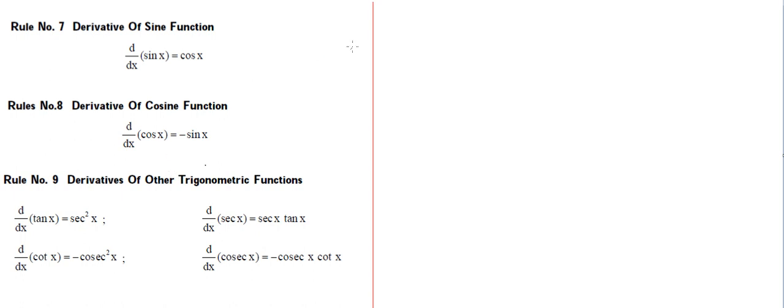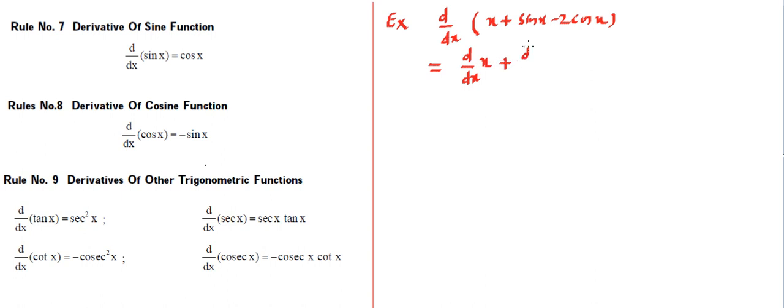So here I can take an example to illustrate these things. Let's say somebody asks us to find d upon dx of x plus sine x minus 2 cos x. So this kind of expression is given to us, and we are expected to find its derivative. So after differentiation, what is it going to be? As per the rule, we need to open this bracket and take d upon dx inside. So it will become d upon dx of the first term, which is x, plus d upon dx of the second term, which is simply sine x, and minus d upon dx of 2 cos x.